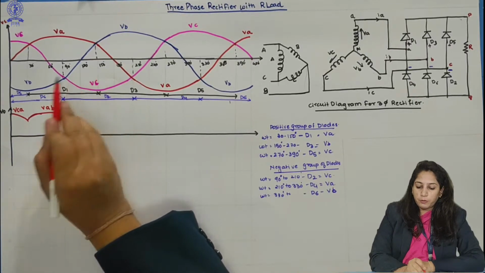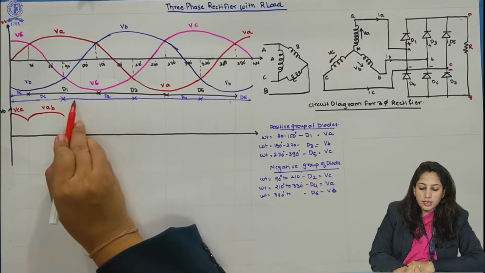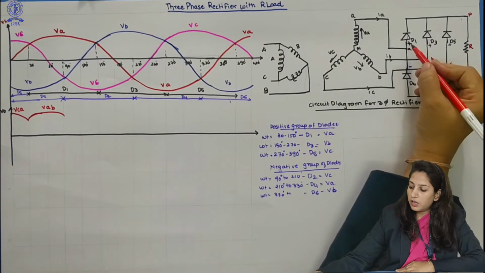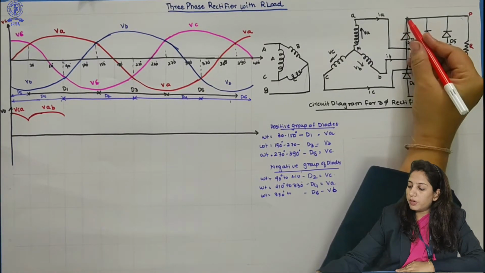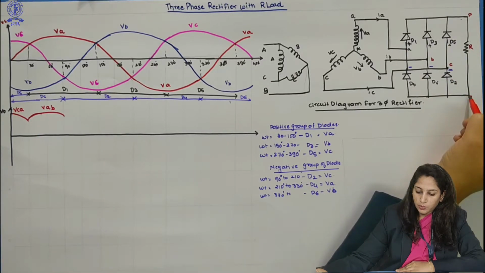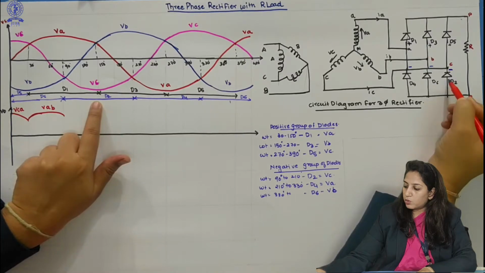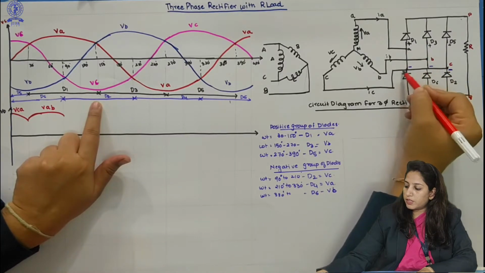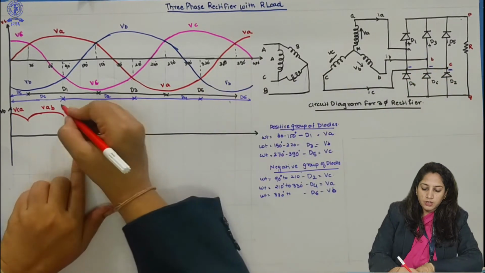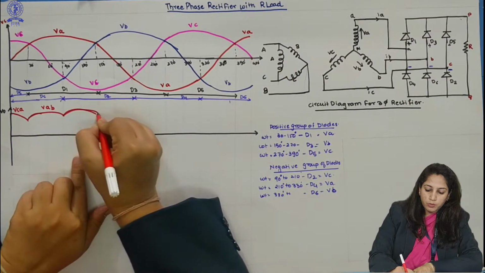Similarly, from 90 to 150, D1 and D2 will be conducting, because here D6 is getting changed again. So D1 and D2 will be conducting. Here VA goes from D1 to the load, and then from D2 it goes to VC. So the output voltage will be VAC.